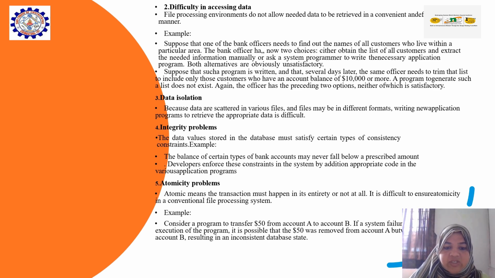Next one is data isolation. Because data are scattered in various files, and files may be in different formats, writing a new application program to retrieve the appropriate data is difficult. Next one is integrity problems. The data values stored in the database must satisfy certain types of consistency constraints. Next one is atomicity problem. Atomic means the transaction must happen in its entirety or not at all. It is difficult to ensure atomicity in a conventional file processing system.